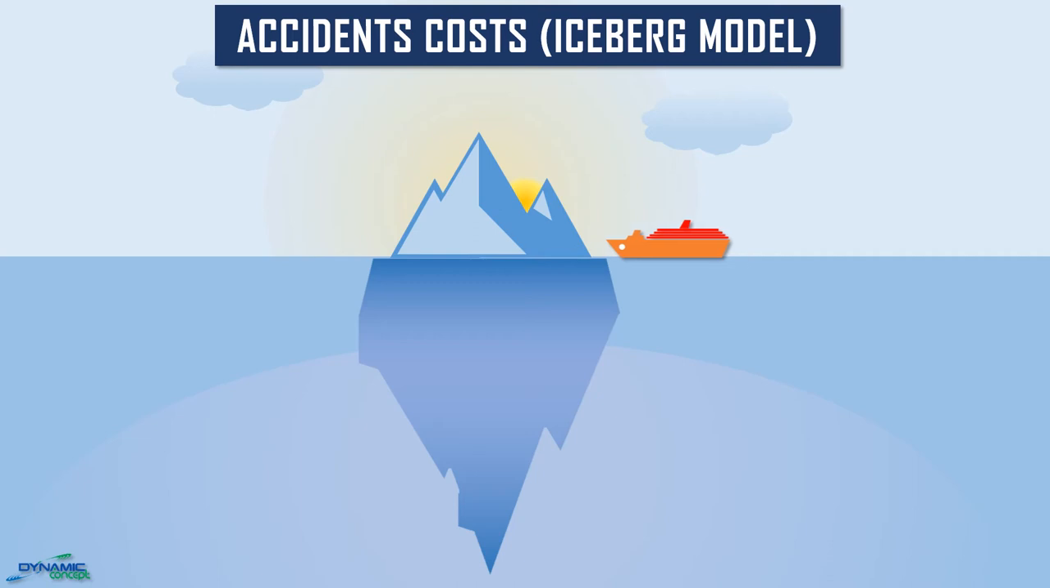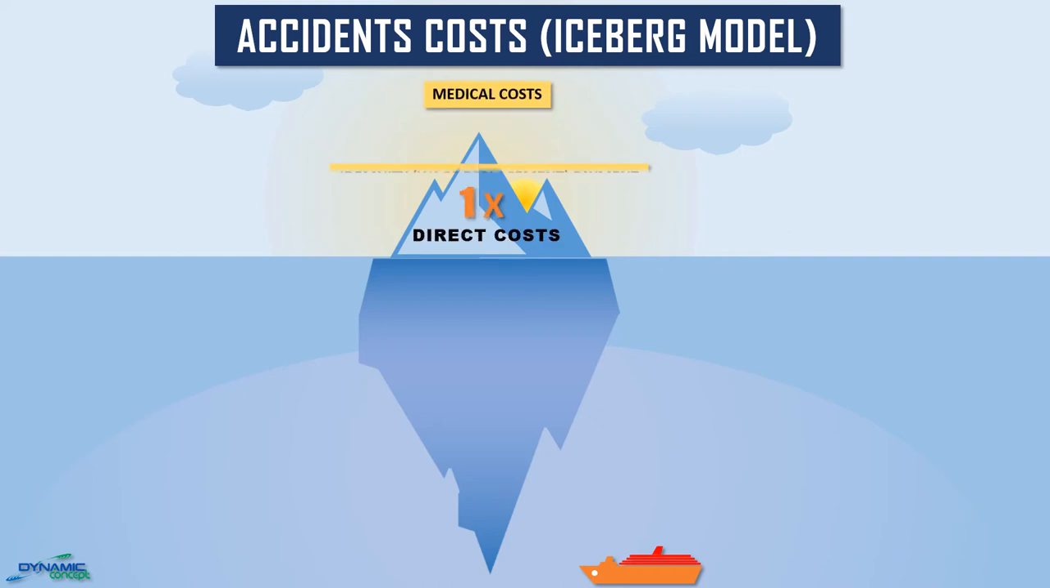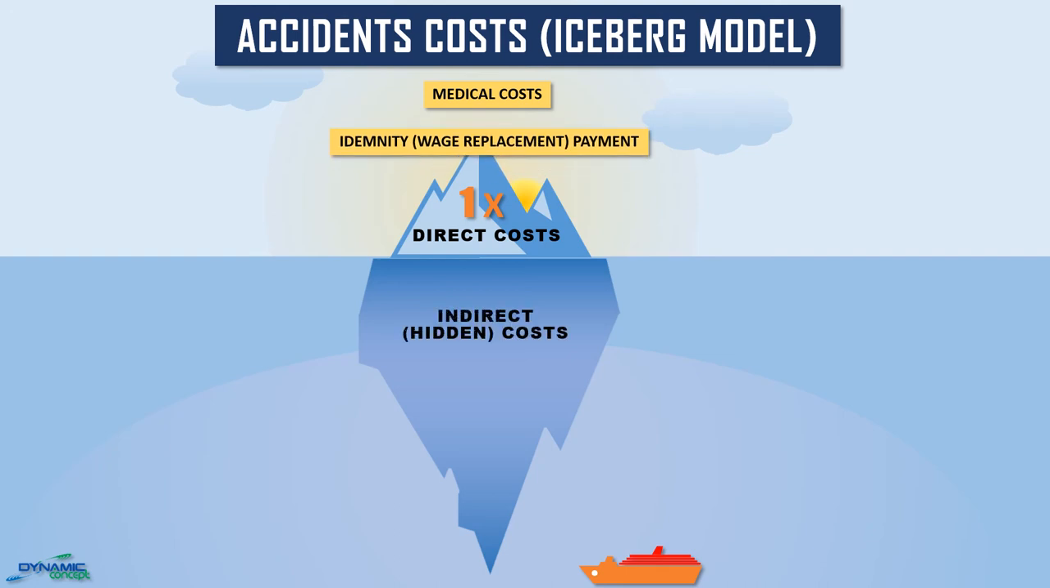Any accident at work result in both direct and indirect costs, which are represented by the iceberg model. Direct costs tend to be the one that we think of first. They include medical costs and wage replacement. Indirect costs are hidden costs. They account for more of the overall cost of an accident. They can be 8 to 36 times higher than direct costs, depending on various factors following the accident.